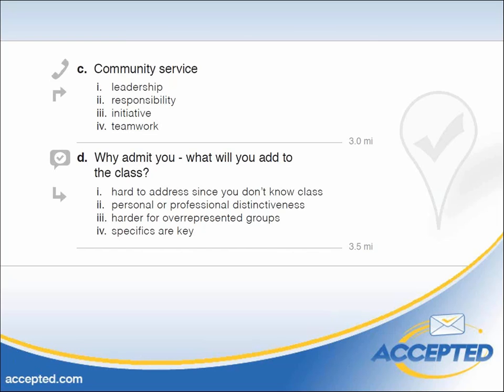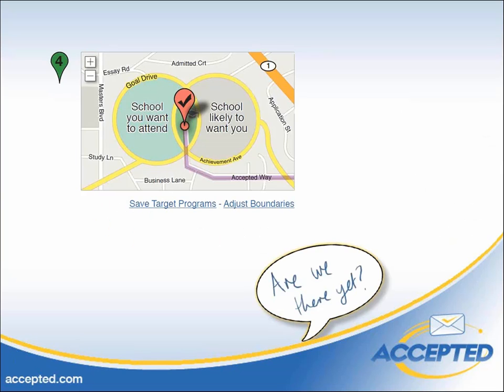Determine your post-MBA goal. Research the schools to determine which are the best ones to support that goal. Evaluate your qualifications. And then you take the overlap between the schools you want to attend and the schools likely to want you. The overlap between those two circles, those two universes, is your sweet spot. Those are the schools that you should consider seriously applying to.